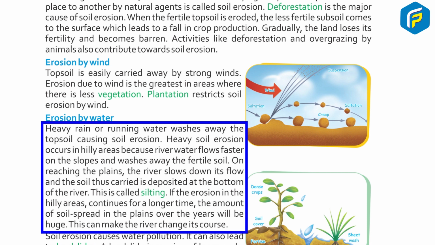If the erosion in the hilly areas continues for a longer time, the amount of soil spread in the plains over the years will be reduced. This can make the river change its course.